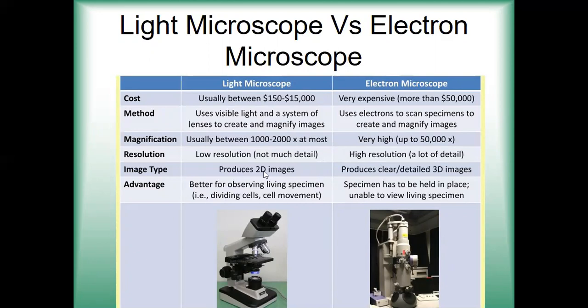Light microscope always produces 2D images. So the image that is observed is in the form of a 2D image. Whereas in the case of the electron microscope, the image that is produced is clear and it is a detailed 3D image. The advantage of the light microscope is that it is better for observing living specimens. So we use light microscopes for observing dividing cells and cell movements, whereas in the electron microscope, specimens have to be held in place, unable to view living specimens. So with the help of an electron microscope, we cannot actually view living specimens, and they have to be held in place. We just can't keep on moving the specimen which is kept under the electron microscope.